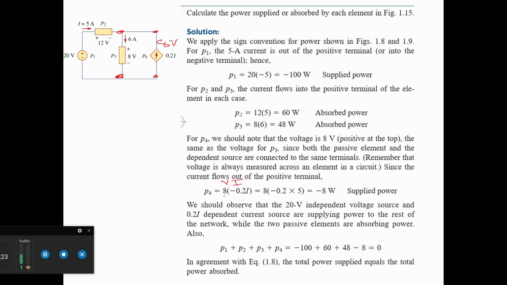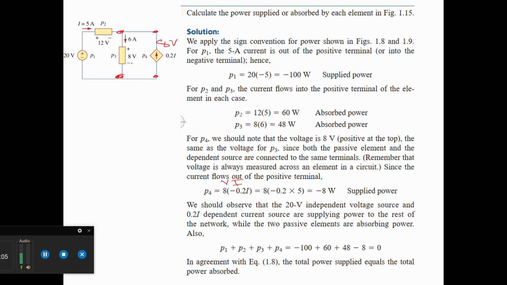and this I is opposite to this current, and for that reason we use the negative sign. For P4 we should note that the voltage is 8 volts, positive at the top, the same as the voltage for P3, since both the passive elements and the dependent source are connected to the same terminal. And remember that voltage is always measured across an element in a circuit. Since the current flows out of the positive terminal, this is taken as negative, with a negative sign.